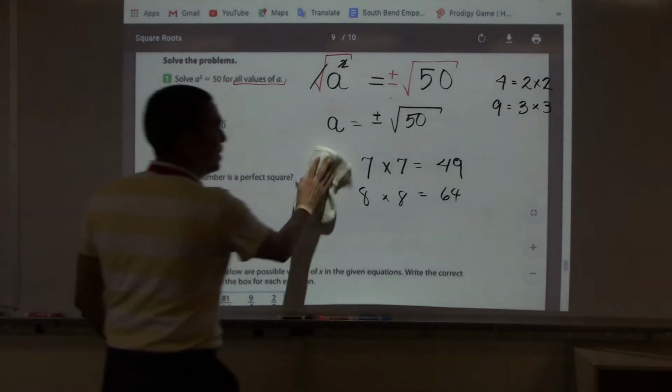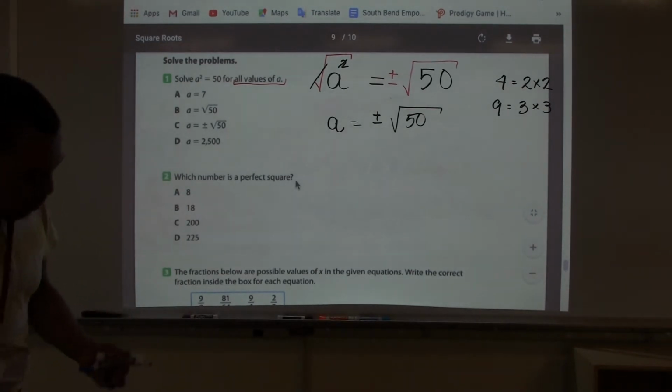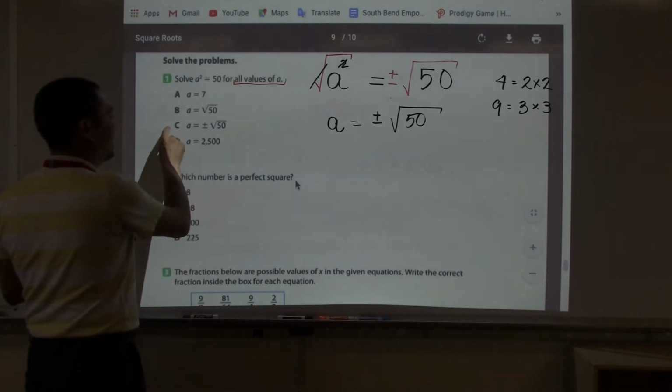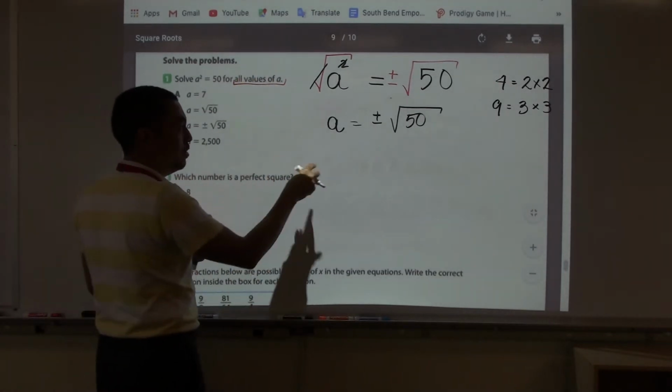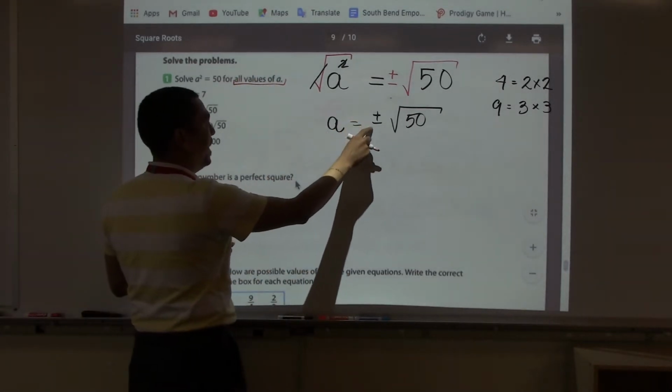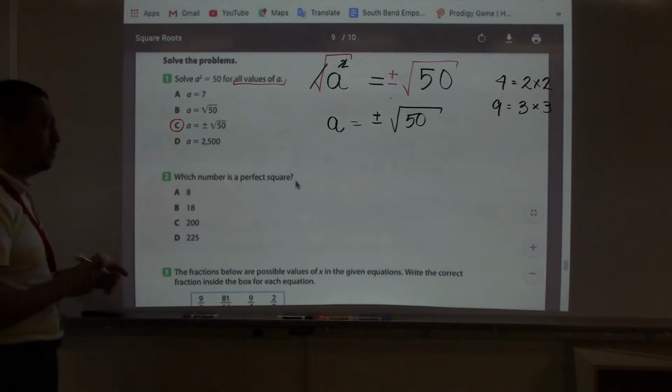So I'm going to erase. So now I'm ready to give my solution. What is the solution? It is C. Why C? Because we need to give all values of a. Not only the positives, not only the negatives, all values of a. So C is the right answer.